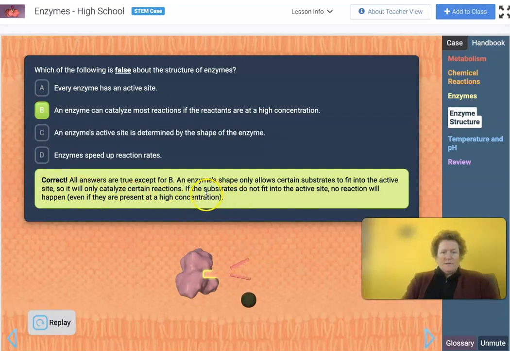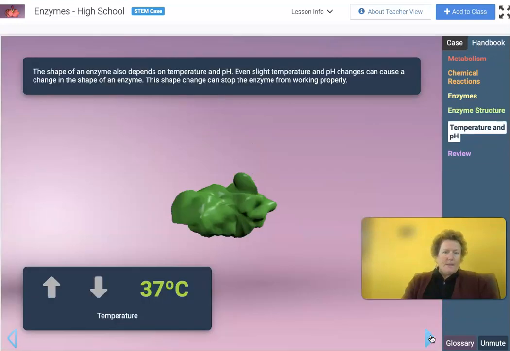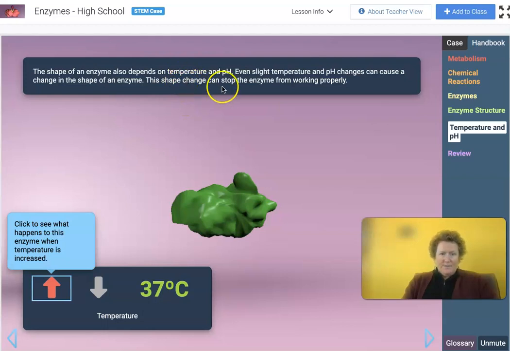All answers are true except B. An enzyme shape only allows certain substrates to fit into the active site, so it will only catalyze certain reactions. If the substrates do not fit the active site, no reaction will happen, even if they're present at a high concentration. The shape of an enzyme also depends on temperature and pH. Even slight temperature and pH changes can cause the change in shape of an enzyme. This shape change can stop the enzyme from working properly. Remember, lose your shape, lose your job if you're an enzyme.